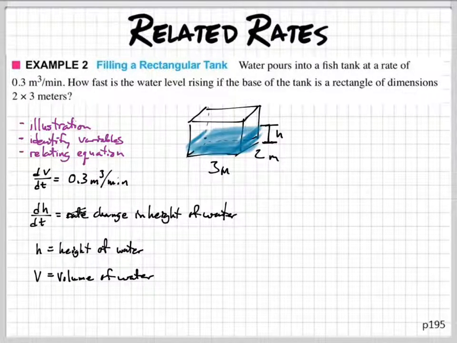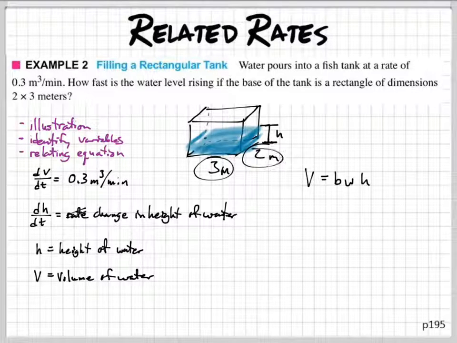Now before we can get to our rates, we have to have a relating equation. So look at V and H. Can you come up with an equation or a formula that will relate the V and the H? Yes. Volume equals base times width times height. This would be our base, this is our width. And our base and width, are they changing? In this context, they cannot change.